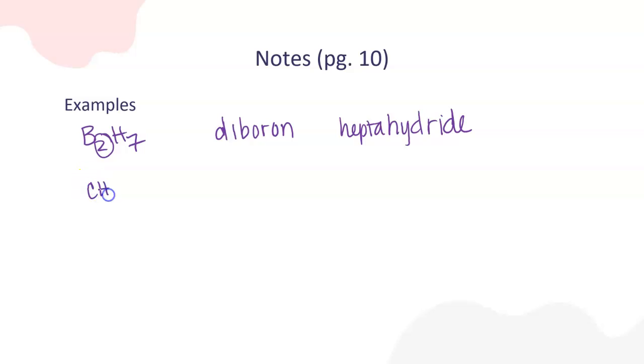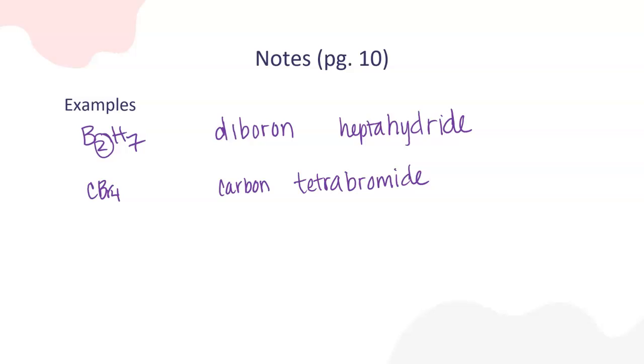If we have CH4, no, hydrogen's boring, let's change it. CBr4. Yep, carbon, no prefix on the first because it's only one, so no mono on the first. And then we continue on to the next one. We say how many, tetra. And then we write the element name, bromine becomes bromide.